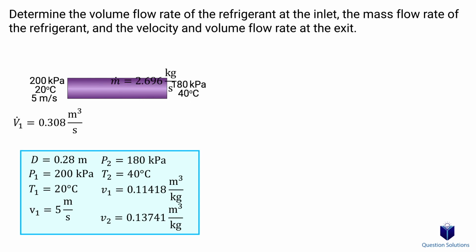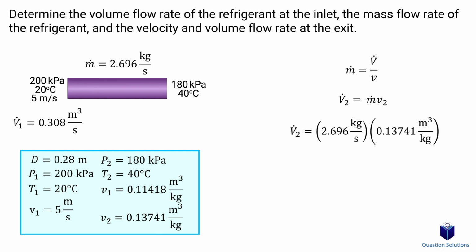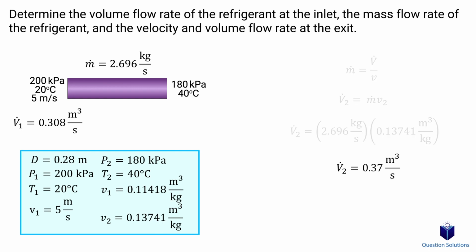The last part wants us to figure out the velocity and volume flow rate at the exit of the pipe. Volume flow rate can be found using this equation. It's the same equation we keep using, which is mass is equal to volume divided by specific volume, but now it's in rate form. Let's isolate the equation. Keep in mind the mass flow rate is the same throughout the pipe, meaning it stays constant. Let's plug in our values. Don't forget to use the final specific volume we found earlier. Solving gives us our final volume flow rate.